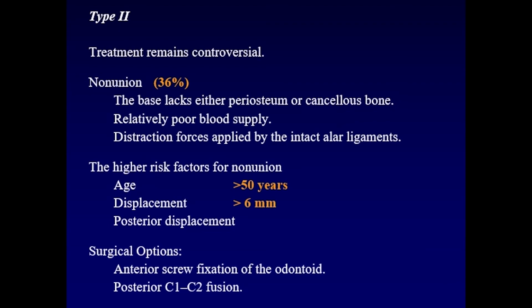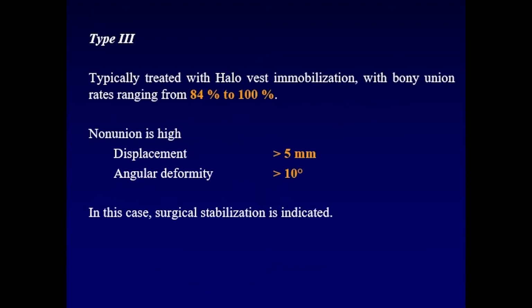Type 3 are typically treated with a halo vest, with bony union rates ranging from 84 to 100%. Non-union is high if there is displacement of more than 5 millimeters or angulation of more than 10 degrees, and in this case, surgical stabilization is indicated.